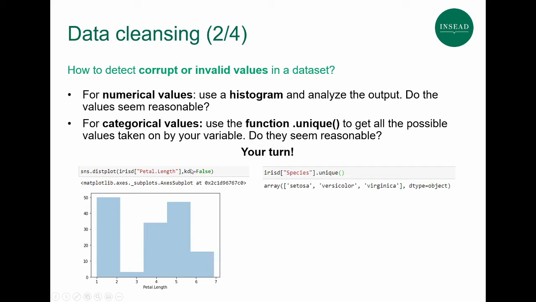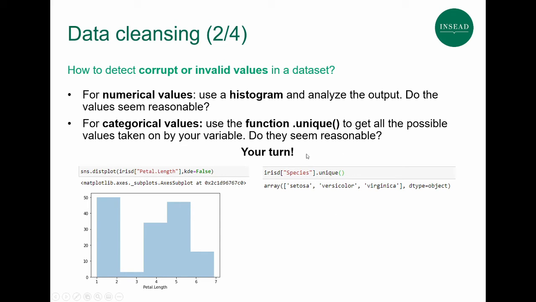kde=False here is just telling it that I don't want an approximating line on the histogram. If you remove it and take a look at the difference, you'll see that the difference is some kind of approximation of the distribution, which we may not want to use. So here, if I take a look at the petal length, for example, it seems good to me, between 1 and 7. That seems like reasonable values. I'm not looking here at this big gap or anything. I'm not interested in that. Just looking at whether these end values make sense.